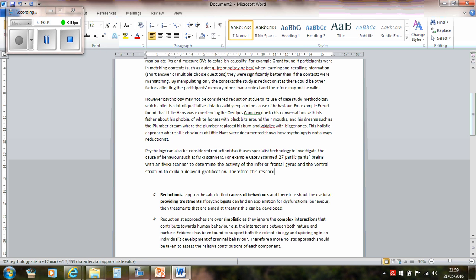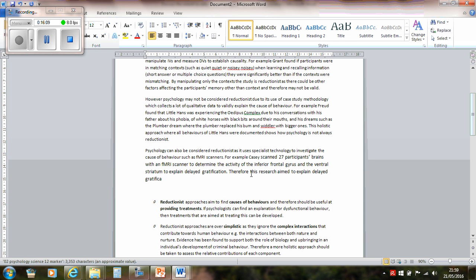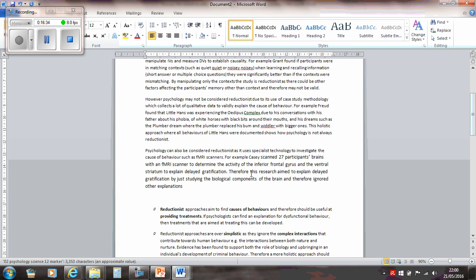Therefore, this research aimed to explain delayed gratification by just studying the biological components of the brain, and therefore ignored other explanations such as social environment.